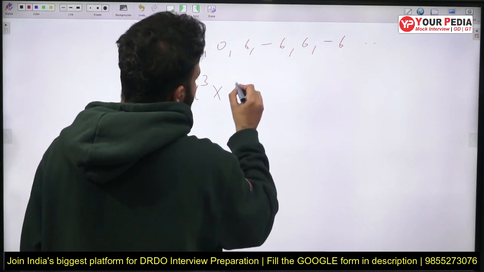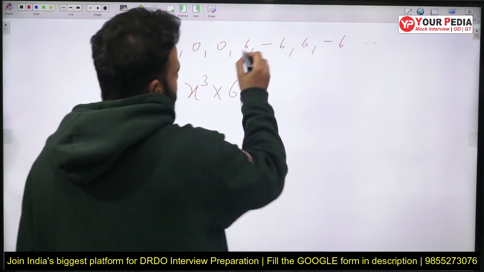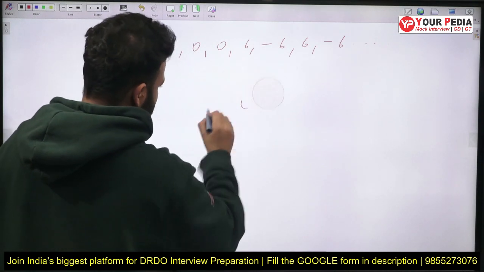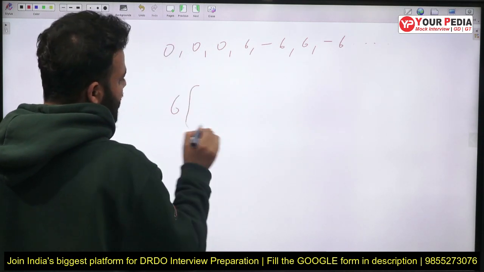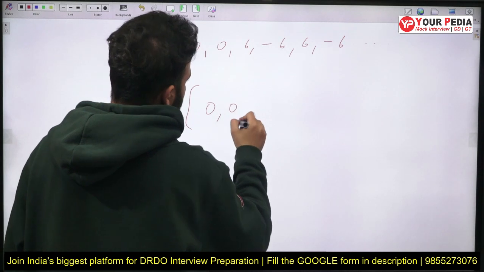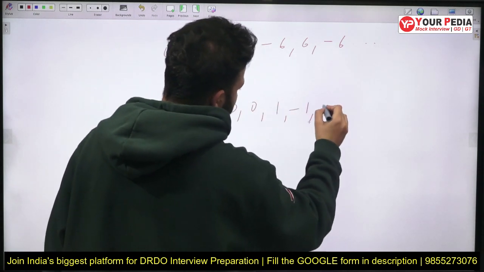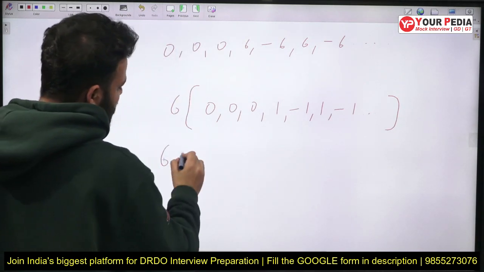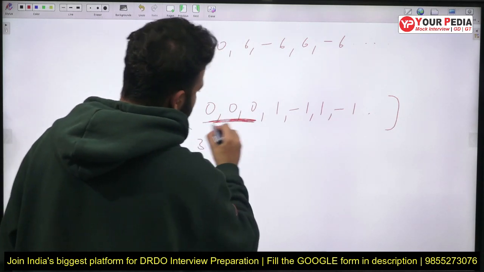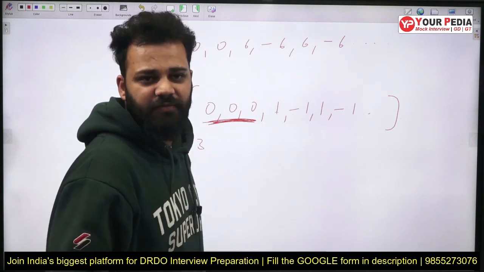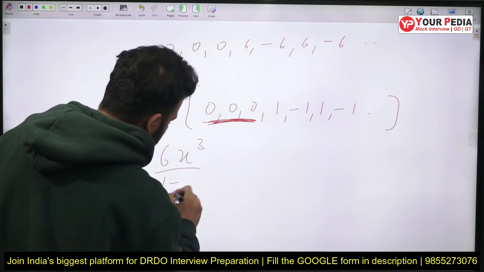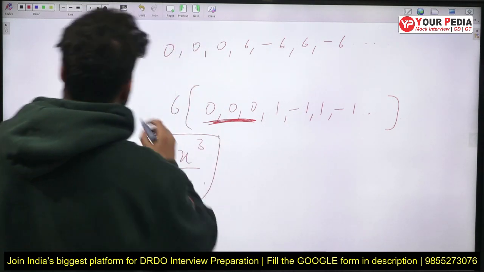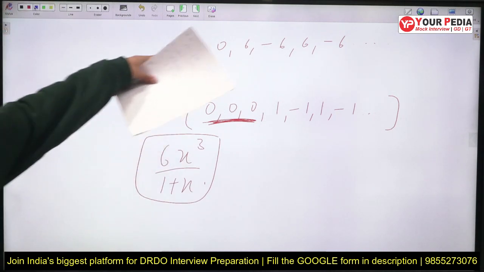Now if you take 6 common here, so let's try to solve this way. So we will take 6 common, so 0 0 0 1 minus 1 1 minus 1 and so on. So the function given by this will be x cube, and this is 1 minus 1 1 minus 1, so this will be 1 plus x. So this will be the generating function for this sequence.